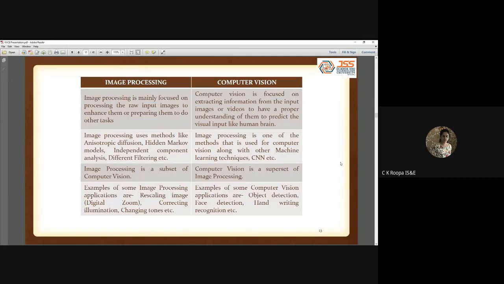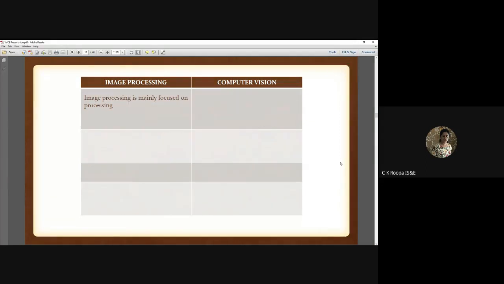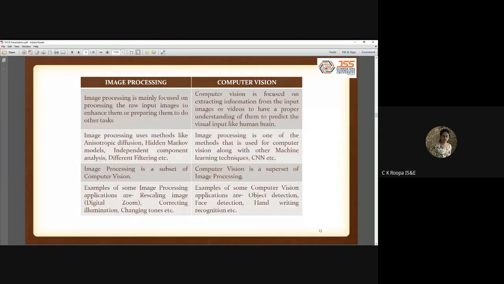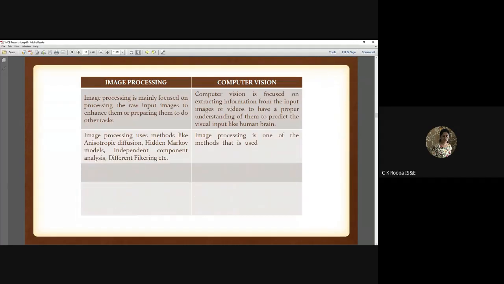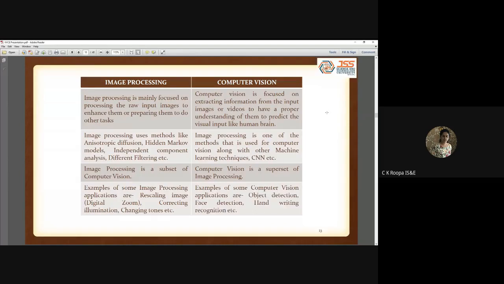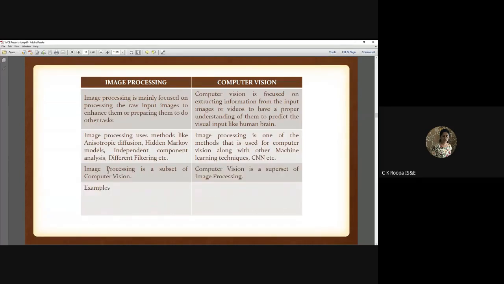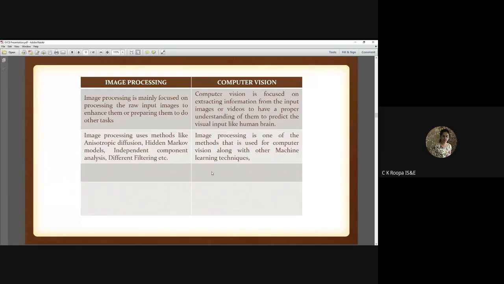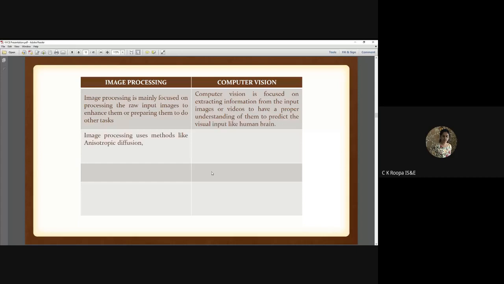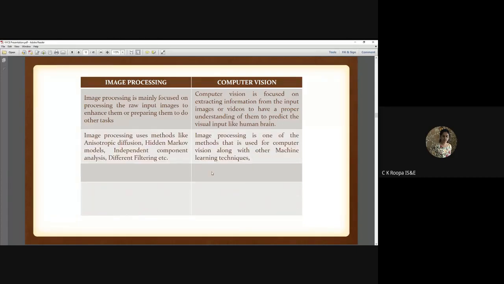Right, so this is the basic difference that you can find between image processing and computer vision. I don't want to touch upon it in much detail, especially the concepts of image processing and computer vision, but you need to really understand the third very important point. That is, image processing is a subset of computer vision, whereas computer vision is a superset, right? So whatever image processing that you do, before image processing, we do computer vision, right?